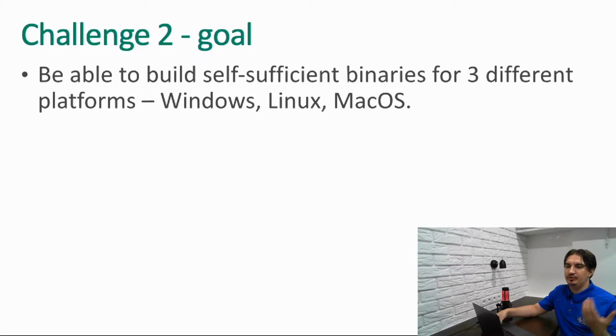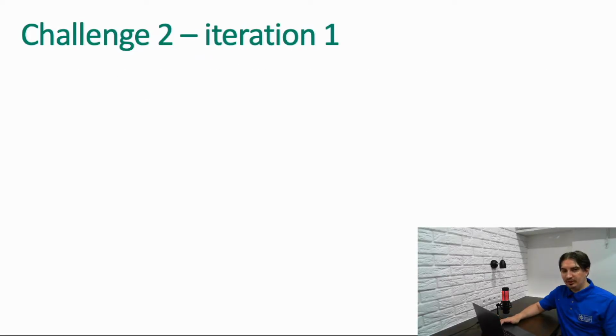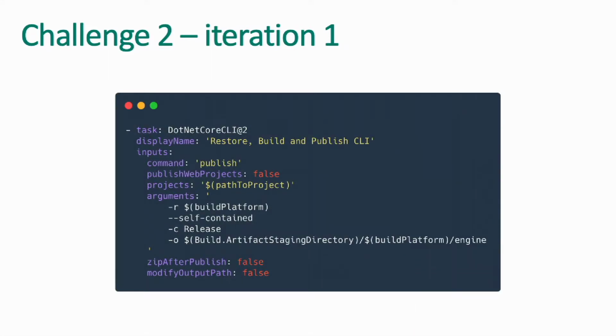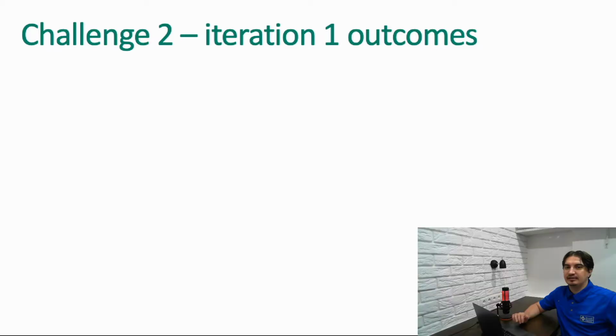So again, how did we approach that? We started with the first iteration, and as a part of the first iteration, we had something like this. This was our release pipeline. That was basically the task. As you can see, it's the same .NET Core CLI with the publish command and a set of attributes. But what is really important to highlight here is this build platform variable. If you look at the arguments, you have the build platform variable, and that was basically the outcome from this iteration.